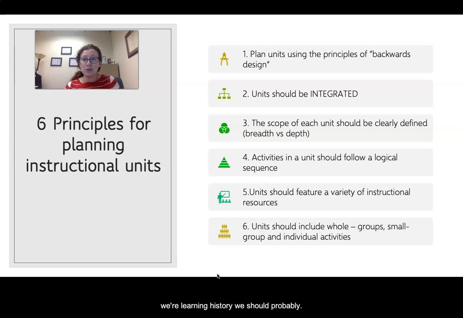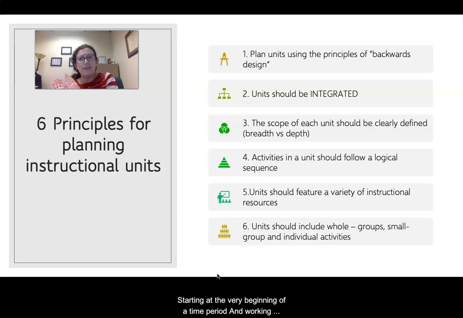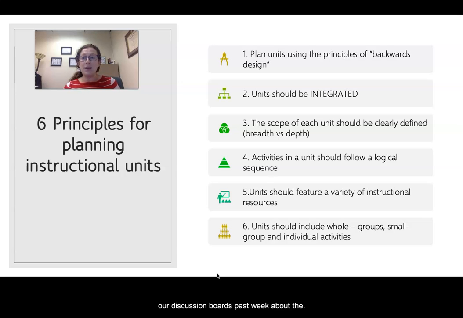So if we're learning history, we should probably be starting at the very beginning of a time period and working our way towards the current time. The scope of each unit should be clearly defined. Breadth versus depth. You all discussed this in our discussion boards this past week about those principles of teaching and learning, and many of you discussed that you really want your students to focus on these big chunks and concepts, but you don't want them spending so much time on minute details. And I thought that was so awesome.